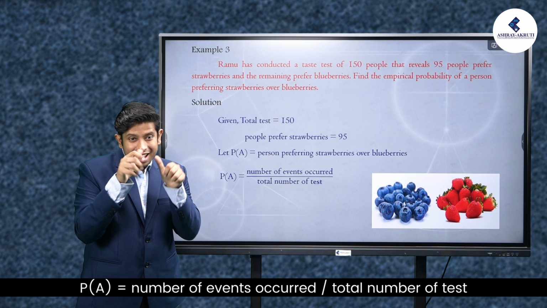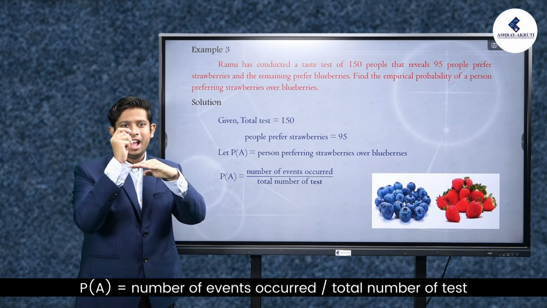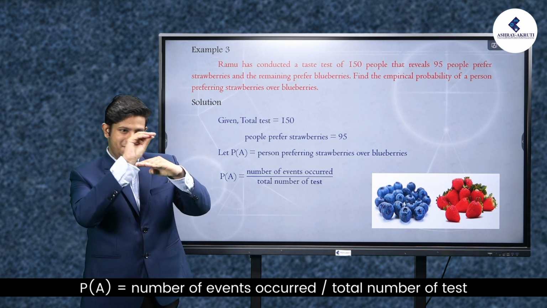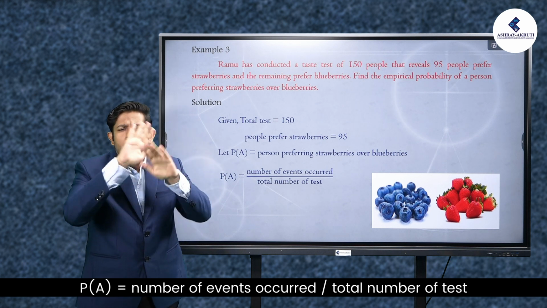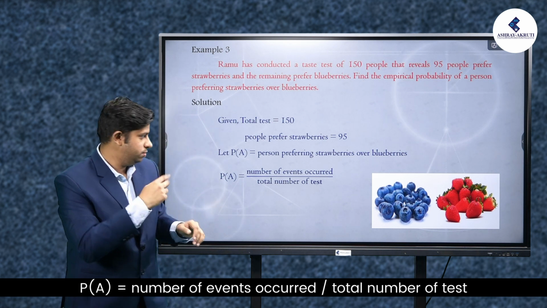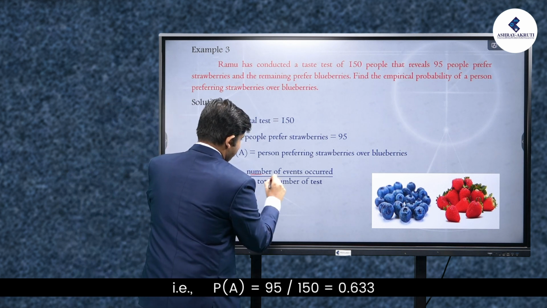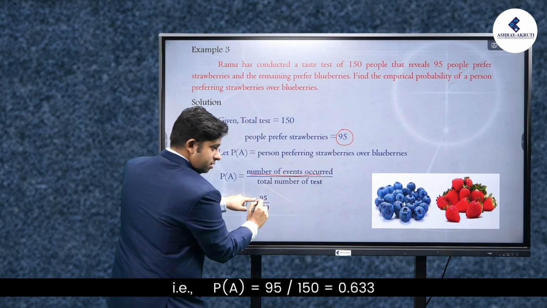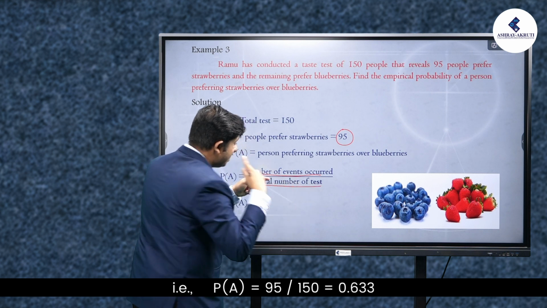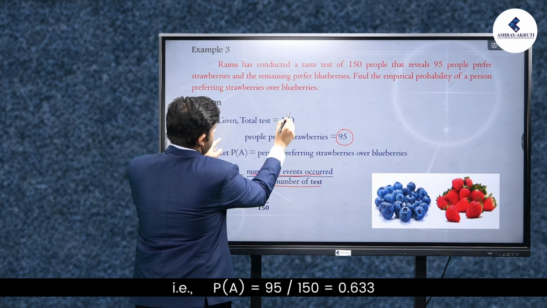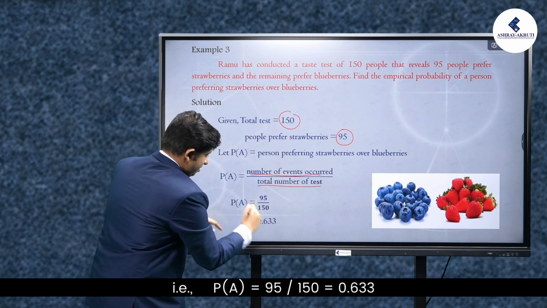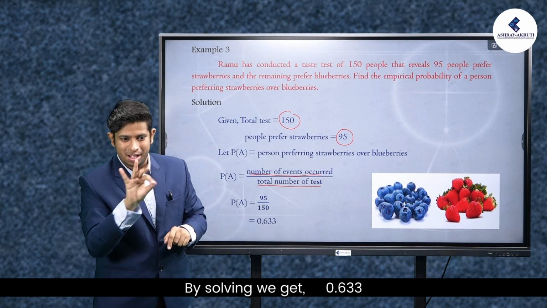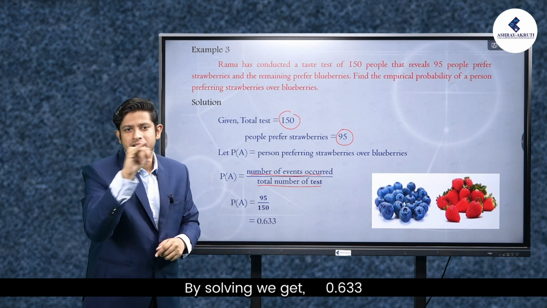P(A) is equal to number of events occurred by total number of tests. That is, P(A) is equal to 95 divided by 150. By solving, we get 0.633.